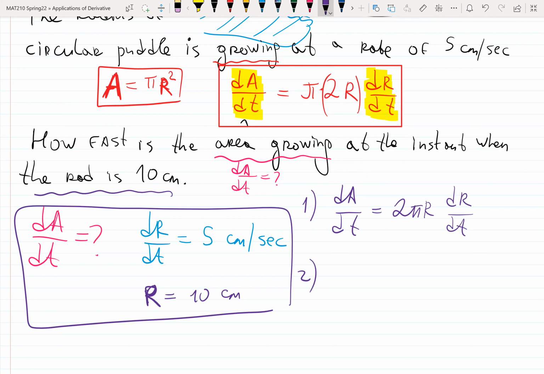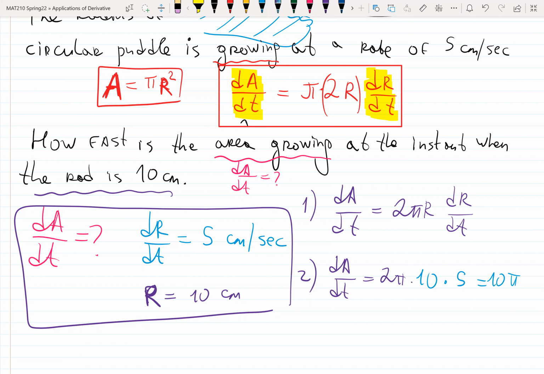Done. Step 2, plug everything in. Don't plug right away. It will be a mistake. You have to plug after differentiation. dA over dt is a question mark, so we don't know that. dA over dt equals 2 pi times r is 10 times dr over dt is 5. And you got 100 pi.